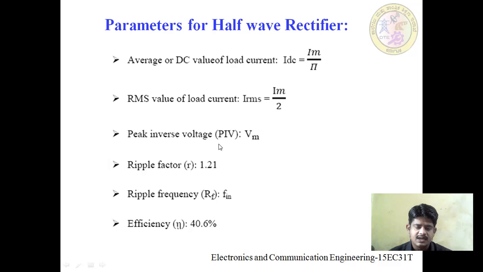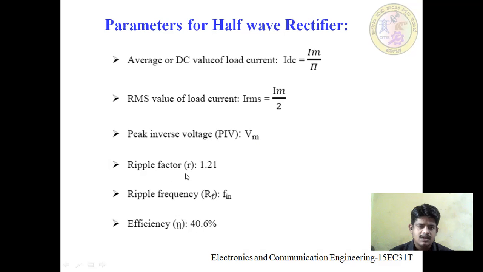Then comes peak inverse voltage, that is PIV. We already discussed what PIV means: it is the maximum reverse voltage that can be withstood by the diode, or the maximum reverse voltage we can apply. In a half wave rectifier, the maximum reverse voltage we can apply is Vm, because the output of the half wave rectifier has only half the waves. So peak inverse voltage will be Vm.